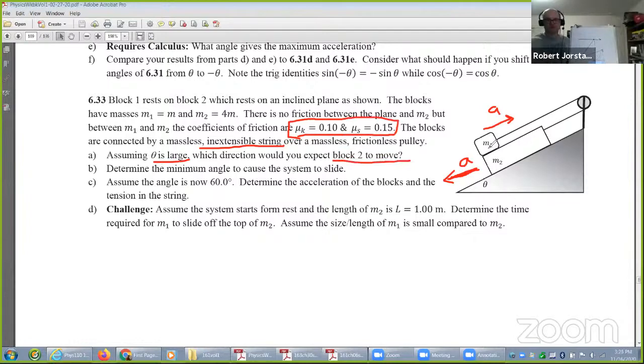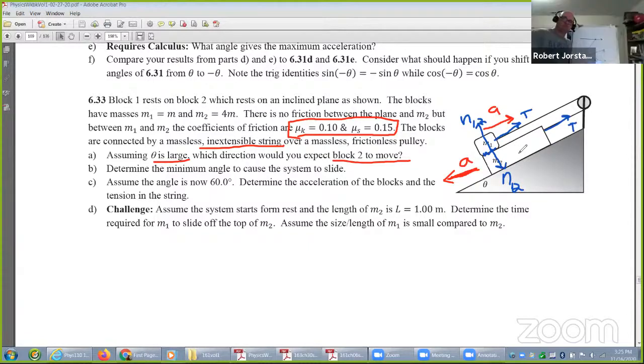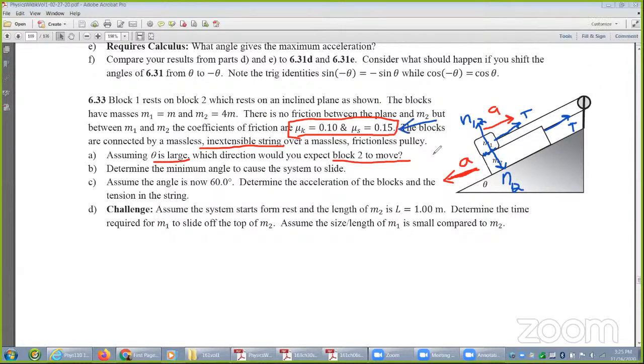What are the forces between these two? Tension. Okay, there's a tension force right here. Excellent. What else? There is a normal force here. There's a normal force up on this one and down on that one, right? Anything else? There is something else. What's another force between them? Friction.